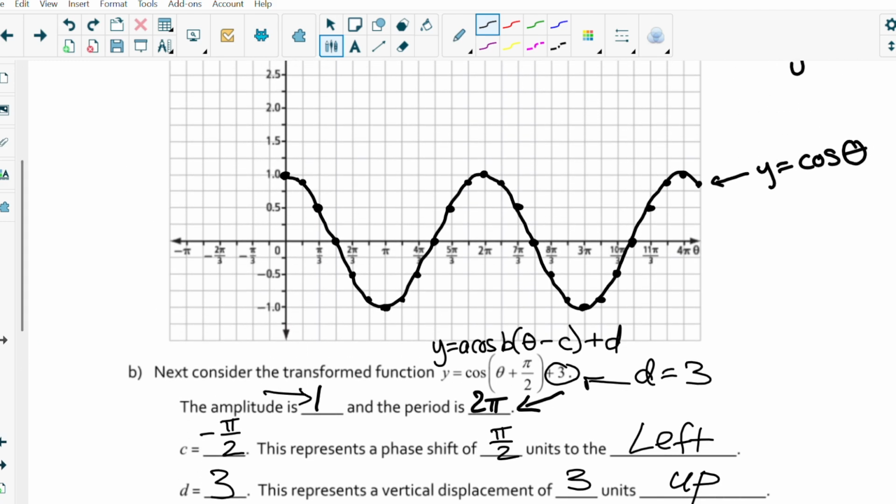So first, let me shift everything to the left by pi over 2 units. So pi over 2 units is 3 of these tick marks. So this is pi over 6, 2 pi over 6, 3 pi over 6, right? So we're going to shift every one of these points on the y equals cosine of theta 3 tick marks to the left. So 1, 2, 3.